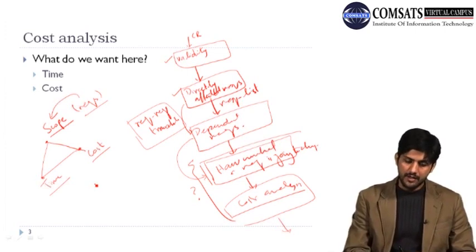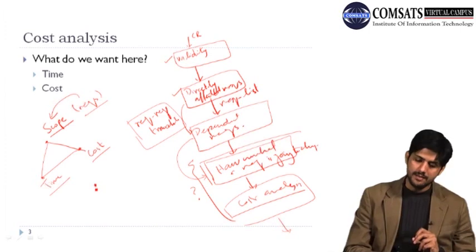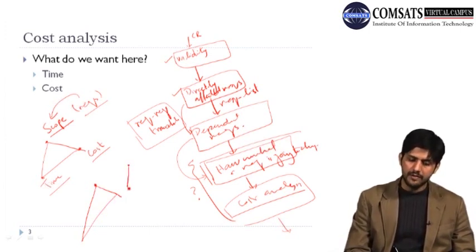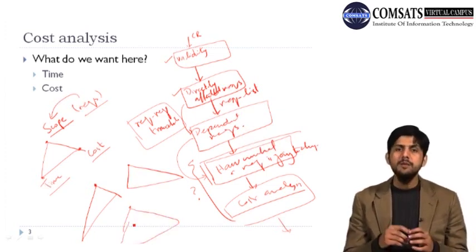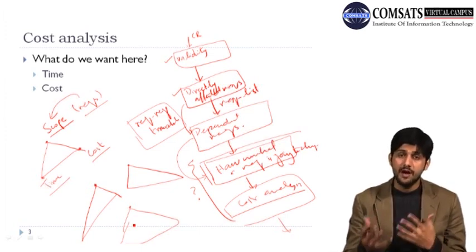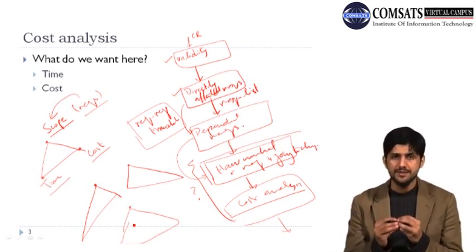For example, if the scope of the project changes, then there are two possibilities. Either you are going to spend more time and the cost remains the same, or you are going to spend the same amount of time but the cost is going to increase, or both time and cost are going to increase. So there are multiple possibilities. But whenever there is a change in the scope of the product, which in our case is in terms of changes in the requirements, there is going to be an impact on time and cost.